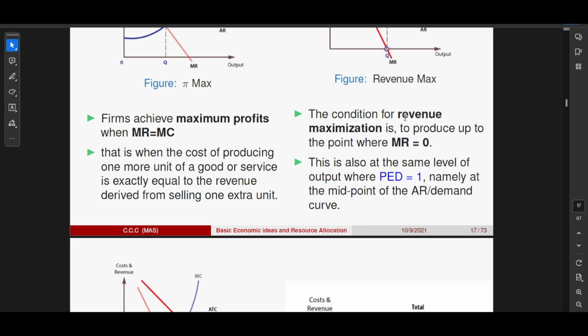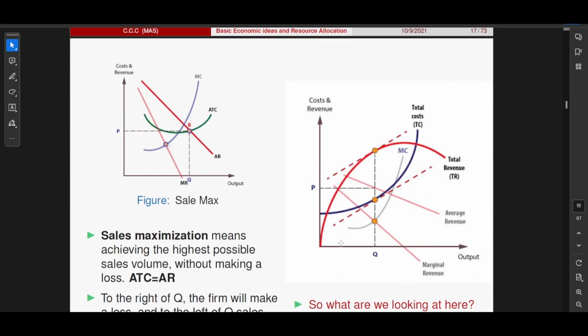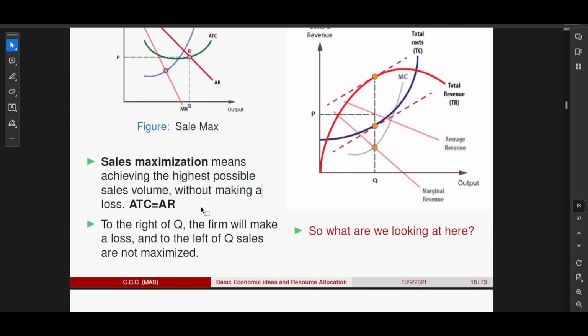Maximum revenue is achieved where marginal revenue is equal to zero. This is also the same level of output where the PED is equal to 1, namely the midpoint of the aggregate demand curve. So at this point here, it's the middle of the aggregate demand curve where the marginal revenue is equal to 0, the price elasticity of demand is also 1. Sales maximization means achieving the highest possible sales volume. So the average total cost is equal to the average revenue. This is the situation here, where the average total cost is equal to the average revenue.